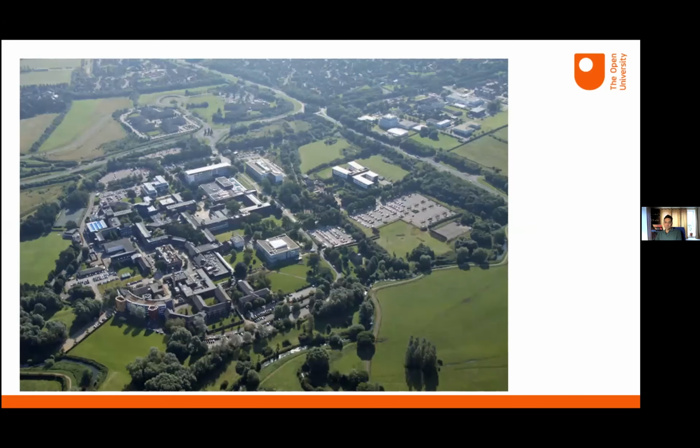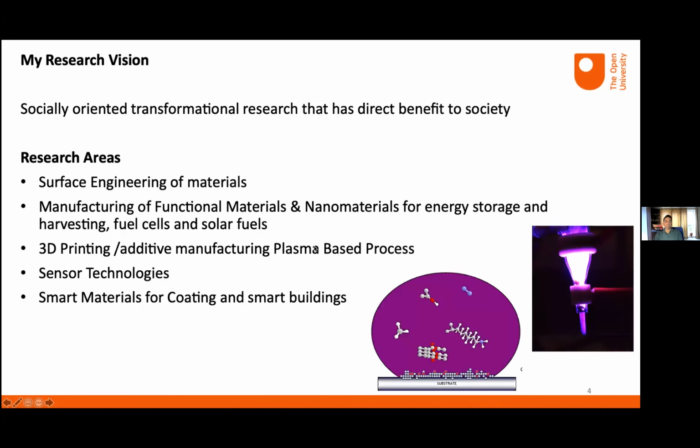We do have a campus. Many people thought that the Open University would not have any campus, but this is our campus. We employ 3,000 academics and administrative staff. And I live in this building, called the Venables Building, and all my research labs are around here. So we do have a campus. Okay, my research vision is socially oriented research that has direct benefit to society.